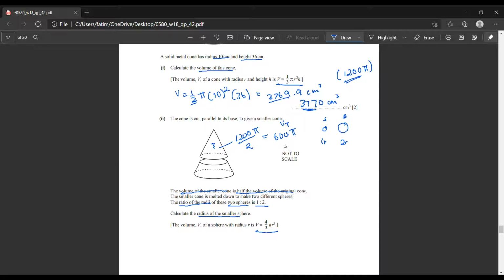Now, obviously, because this smaller cone is going to be melted down, we have this entire volume divided amongst these two spheres, the smaller one and the bigger one. So the total volume of the addition of the smaller sphere and the bigger sphere will give us the volume of the cone. So essentially, the equation would be Vt is equal to Vs plus Vb, where S is for the smaller sphere and B is for the bigger sphere.